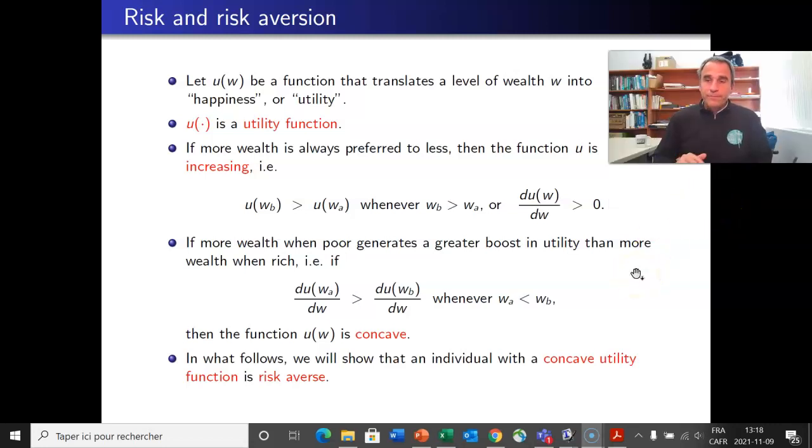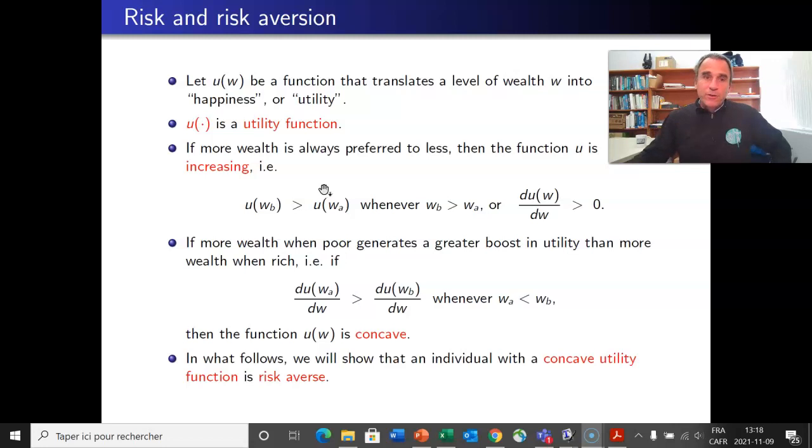Okay, so here, risk and risk aversion. Let U(W) represent what we call a utility function. U is a function that converts dollars into pleasure, happiness, or utility. So it allows someone to make a difference between $15 and $75 in terms of whatever happiness the person can achieve with the different amounts of money. So U is a utility function.